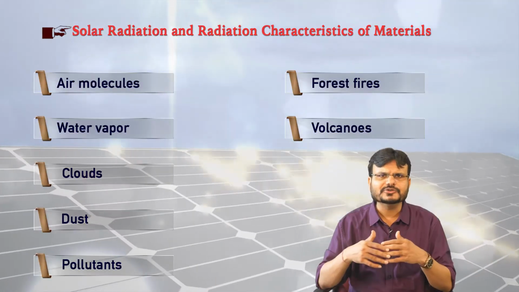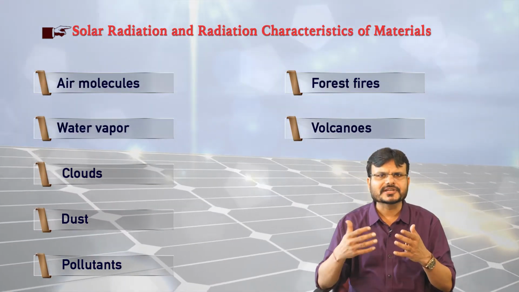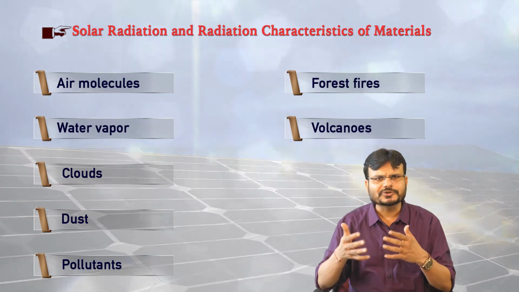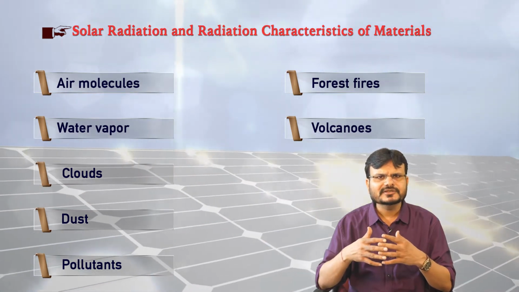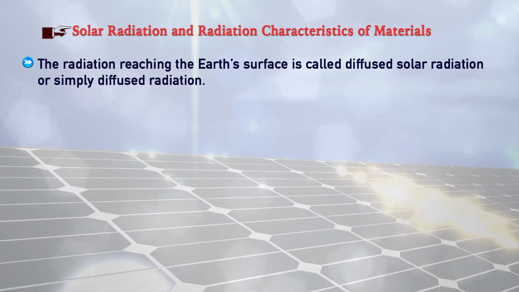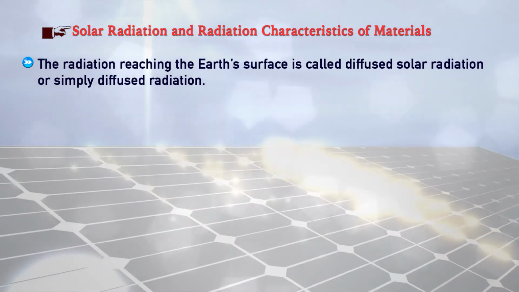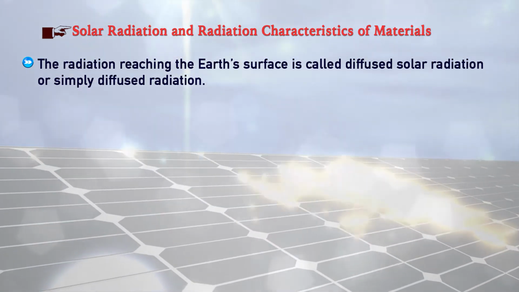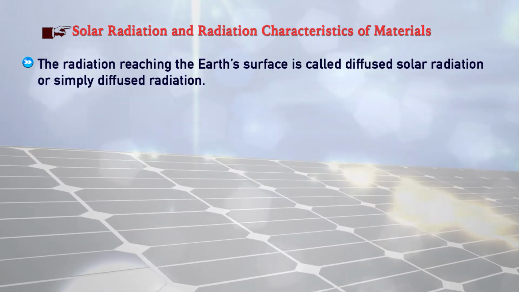As solar radiation passes through the atmosphere, some of it is absorbed, some is scattered, and the rest is reflected by air molecules, water vapor, cloud, dust, pollutant, forest fires, volcanoes. The radiation reaching the Earth's surface after this is called diffuse solar radiation, or simply diffuse radiation.